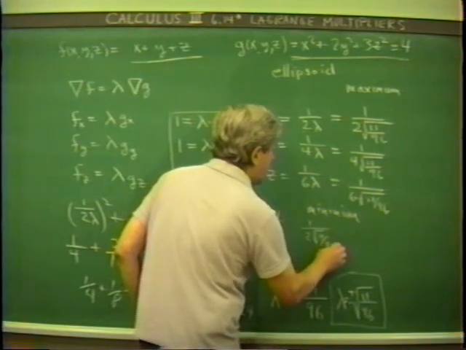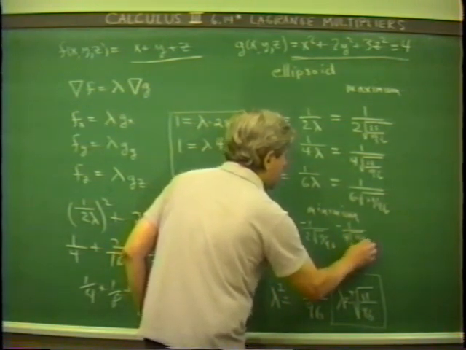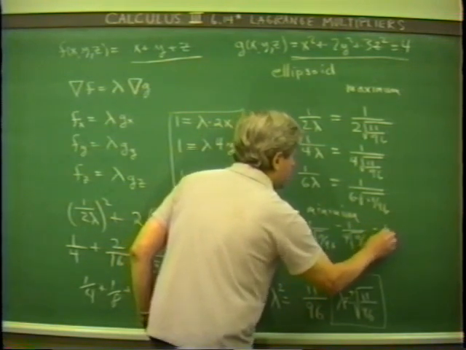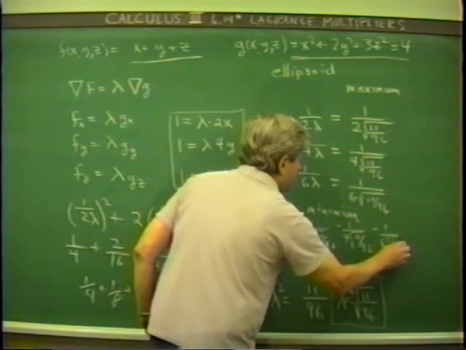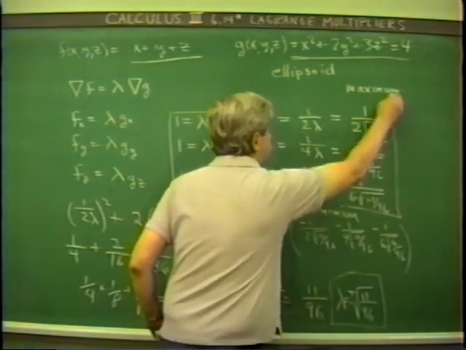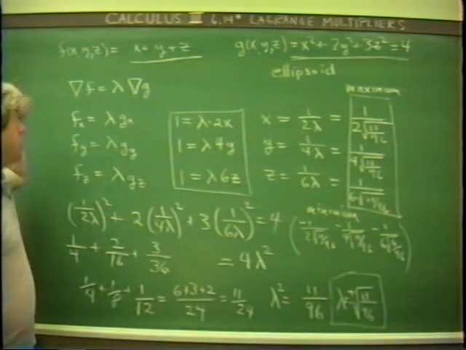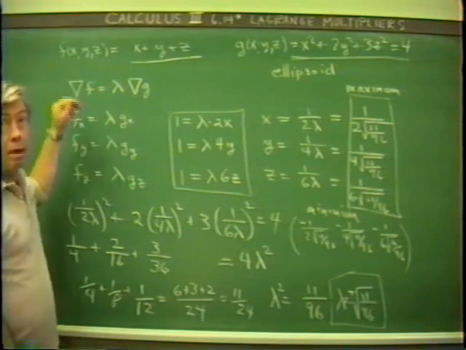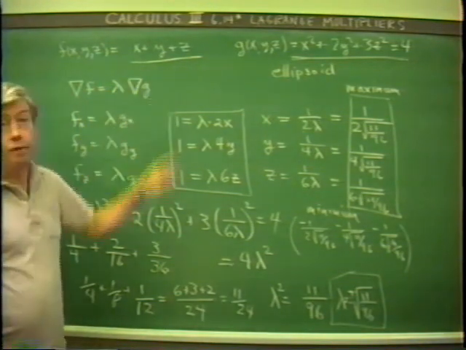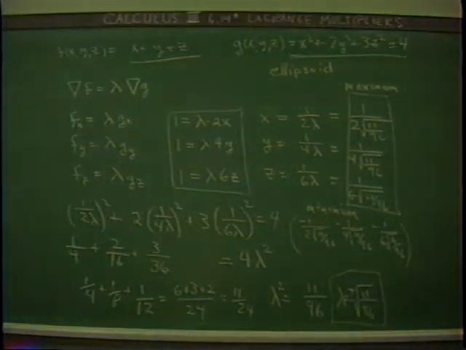So 1 over minus 2, 1 over minus 4 square root of 11 over 96, and 1 over minus 6 square root of 11 over 96 is going to be the minimum. That is, 1 over 2 square root of 11 over 96, 1 over 4 square root of 11 over 96, and 1 over 6 square root of 11 over 96, all with minus signs. This is the minimum. Here's the maximum here. Okay, so here's another example of how to use Lagrange multipliers to find the maximum and minimum of a function on a surface.